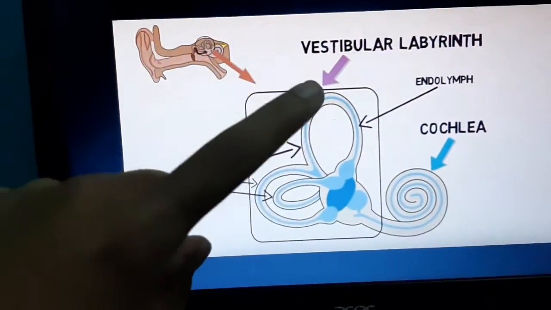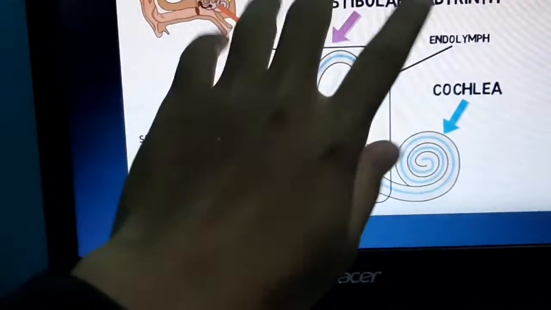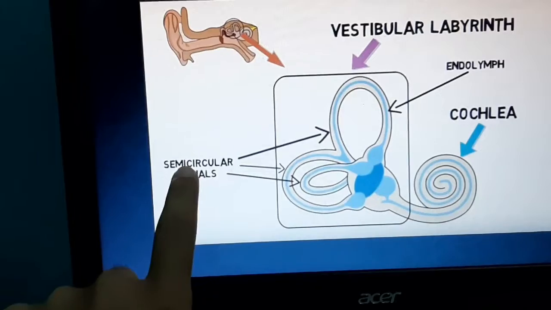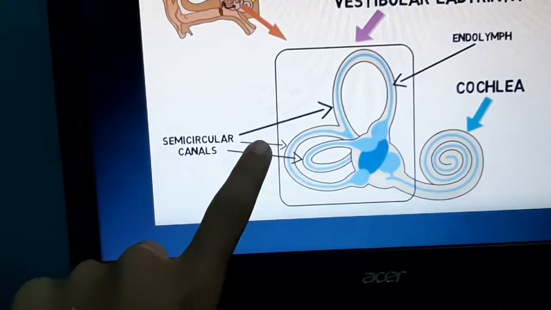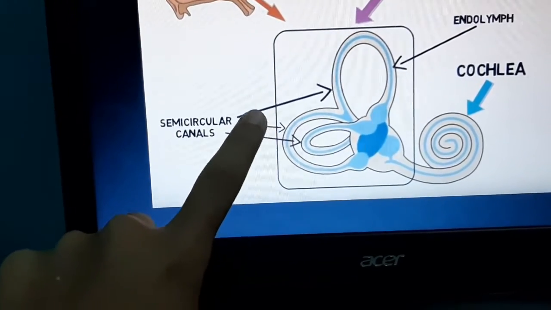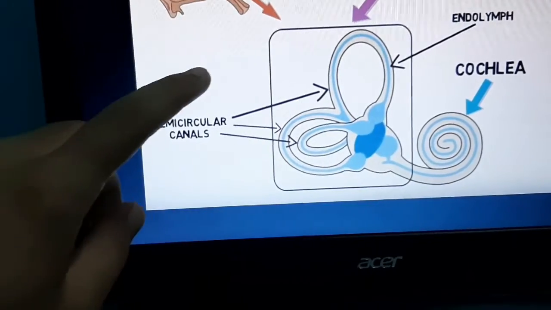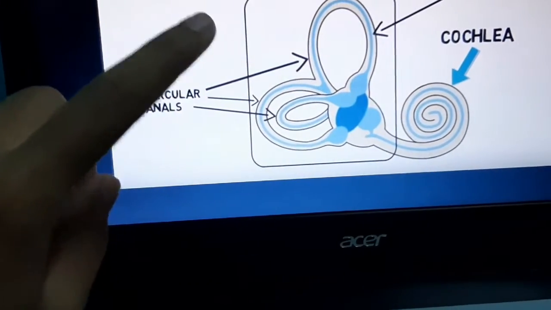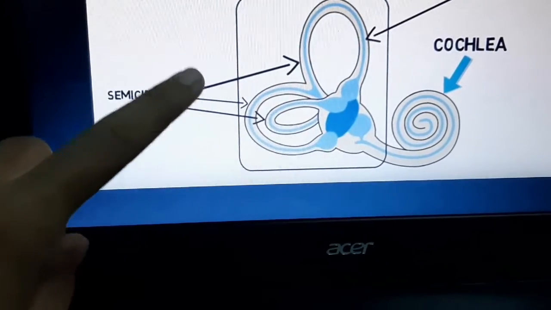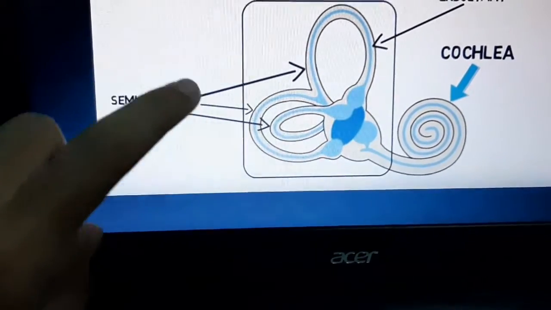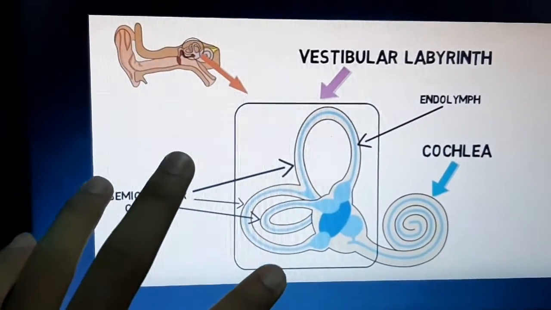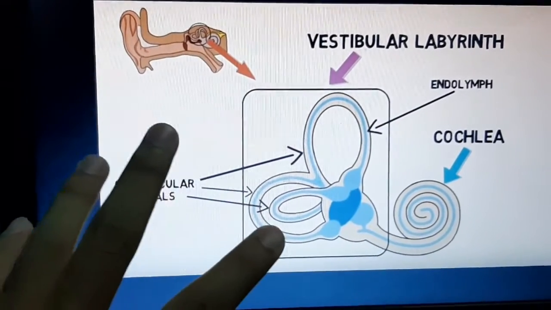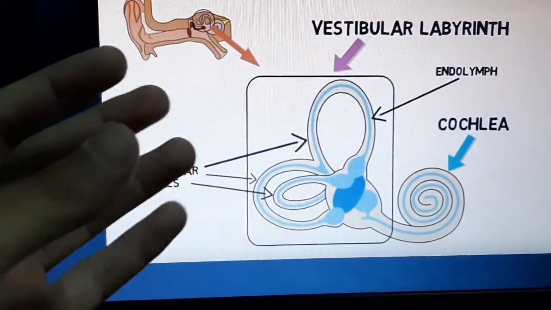This is the vestibular labyrinth, all of this. It is beside the cochlea. The semicircular canals have three parts. One of them is for nodding head yes or no, one for small shaking side to side, and one for tilting right and left. The vestibular labyrinth is filled with endolymph. Endolymph is like fluid for the ear.